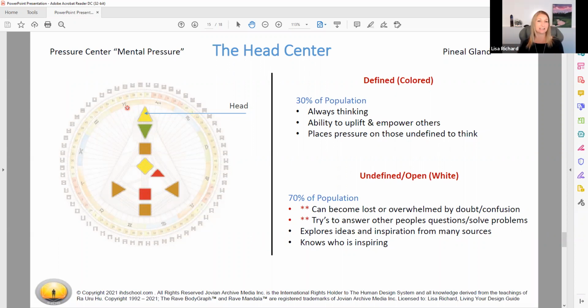Now, as an energy center, there are going to be about 30% who are defined, meaning they're colored in on their chart. And those people are really here to inspire others. They're here to uplift. They're here to empower. They're here to think outside of the box, to think of new ways of doing things, of changing the status quo. They are here to place pressure on the rest of the population to think, to discover what else.